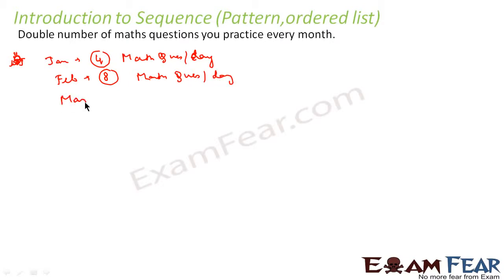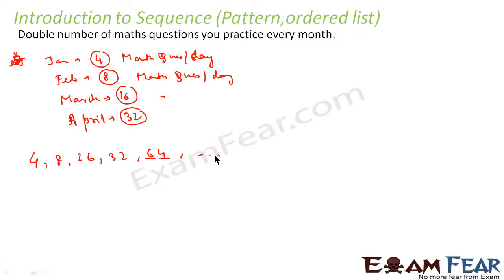In the month of March, he expects you to go for 8 into 2, that is 16 math questions. Similarly, for April, he expects you to double it again, 16 into 2, 32. So if you see, there is a pattern here: 4, 8, 16, 32, this becomes 64, and you keep going. Each number is double the previous one. 4 into 2 is 8, 8 into 2 is 16, 16 into 2 is 32, 32 into 2 is 64.